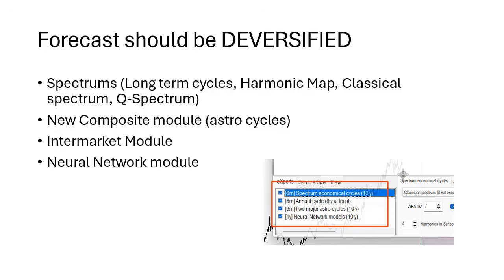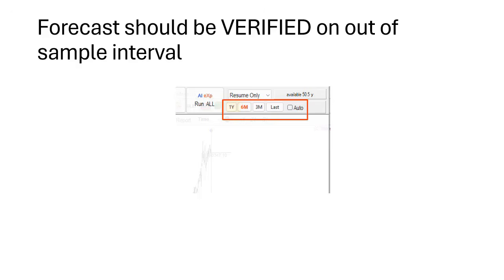And the next step: the forecast should be verified. It should not be blind. It should be verified on an out-of-sample interval. In Timing Solution AI, there is a button where you set different out-of-sample intervals. For different models, the program recommends different out-of-sample intervals. So by clicking these buttons, you will set the LBC one year back, six months back, and so on. So let's start.